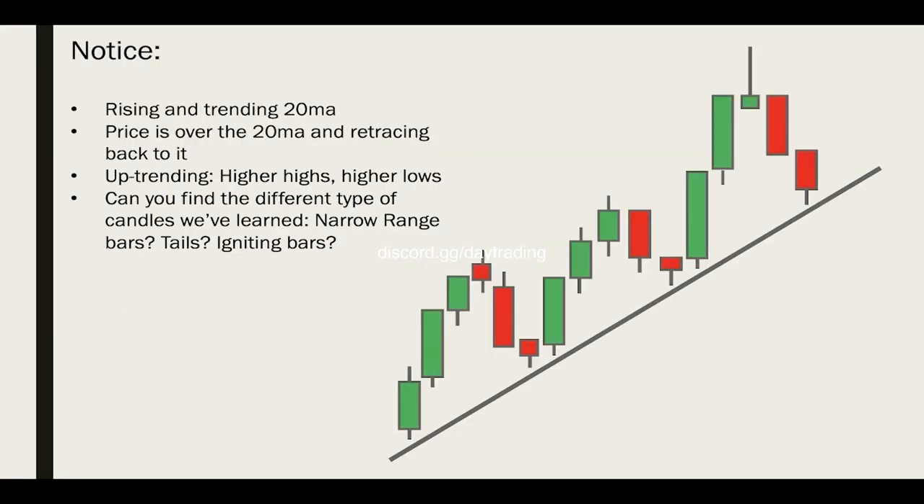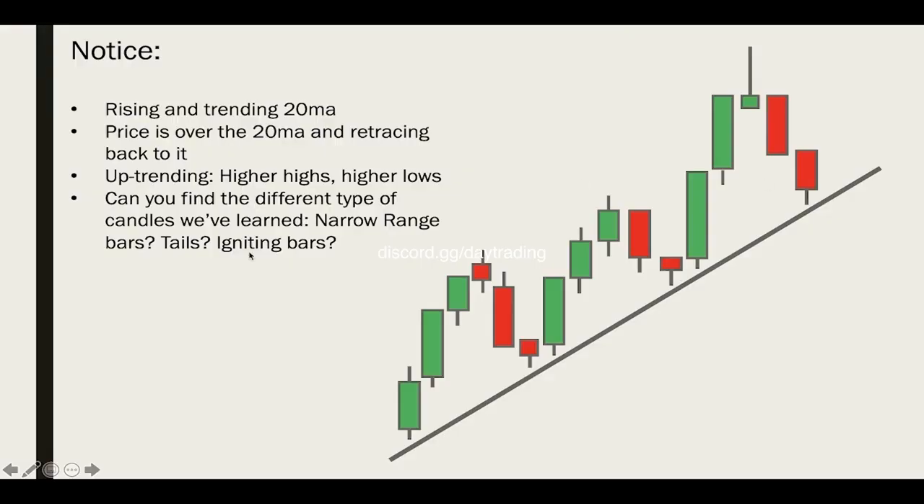This is an example where we have a rising 20-day moving average and it is under price. You can see that the candlesticks are over the 20-day moving average. And we can see that during a bullish uptrend, we have higher highs, higher lows. Price tends to retrace or pull back to the rising 20-day moving average. And then from there, it increases again, pulls back to the 20-day moving average, increases again, pulls back to the 20-day moving average.